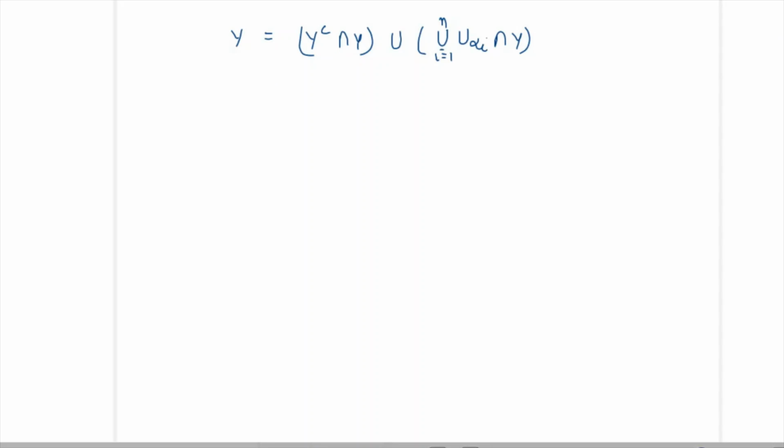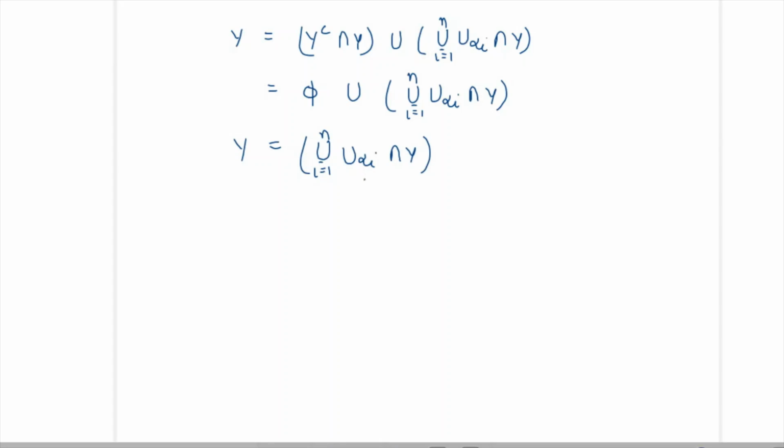As Y complement intersection Y is empty, it is the finite union of U alpha i's intersection Y. As these U alpha i's are open sets in X, and Y is a subspace of X, it is a finite union of V alpha i's, which are open sets in Y. So an open cover of Y reduces to a finite subcover of Y, which implies that Y is a compact space.